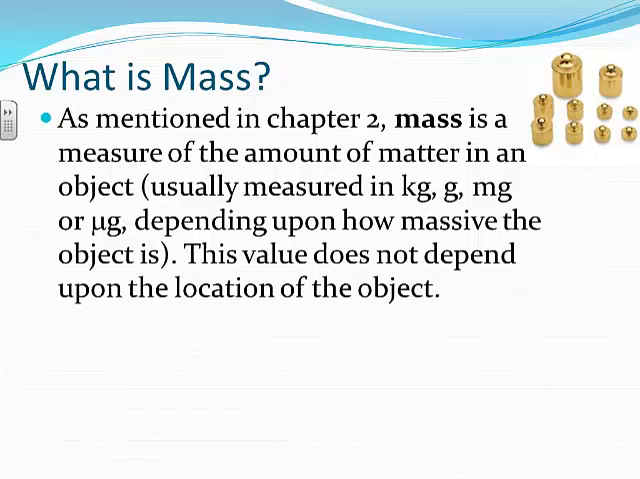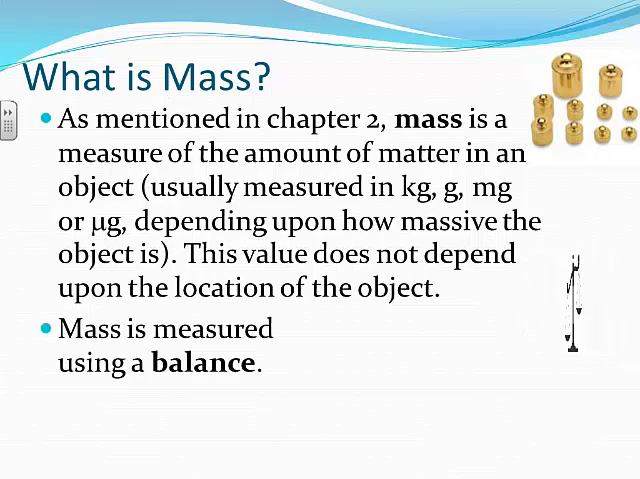As mentioned in Chapter 2, mass is a measure of the amount of matter in an object, usually measured in kilograms, grams, milligrams, or even micrograms, depending upon how massive the object is. This value does not depend upon the location of the object. Mass is a measure of how much matter the object contains. It is not based upon gravity of a particular location.